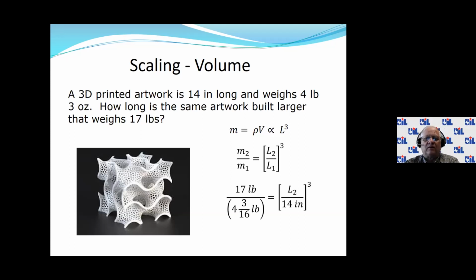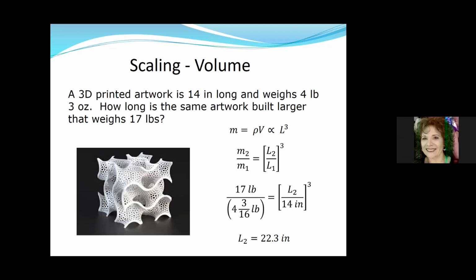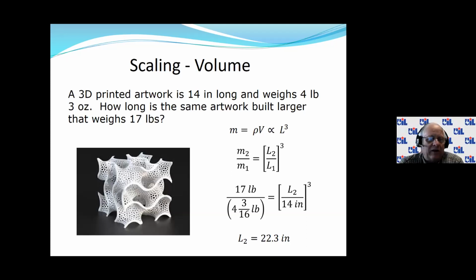And then what we do is I can take my 17 pounds as the larger mass. My smaller mass is 4 3/16 of a pound. I convert the ounces. My larger length is what I want to solve for. The smaller length is 14 inches. I cube the length dimensions because of scaling principles, and then just multiply everything out, solve for L2, and it turns out the 14 inches increases to 22.3 inches. And then there we go.